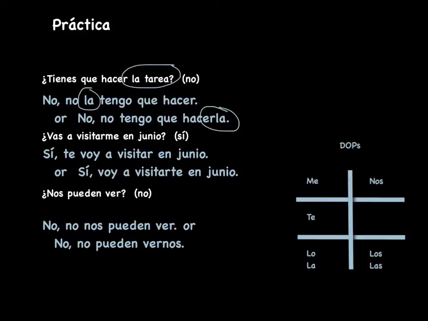¿Vas a visitarme en junio? Are you going to visit me in June? Sí, te voy a visitar en junio. Or, sí, voy a visitarte en junio. Notice we're going to use te because a question is being asked here. Are you going to visit me? Yes, I am going to visit you. So keep that in mind. The question asked, our direct object pronoun has to reflect what we want to say.